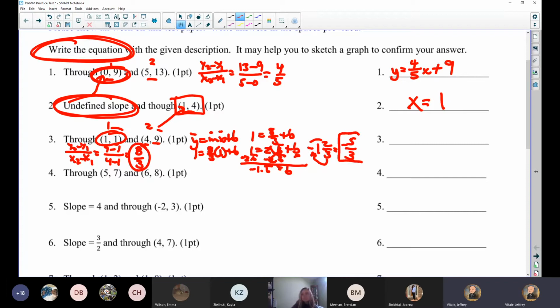So we have our y-intercept. We have our slope. So you could write this 2 ways and be right. You could write this way with both of them being fractions, or you could write it this way.